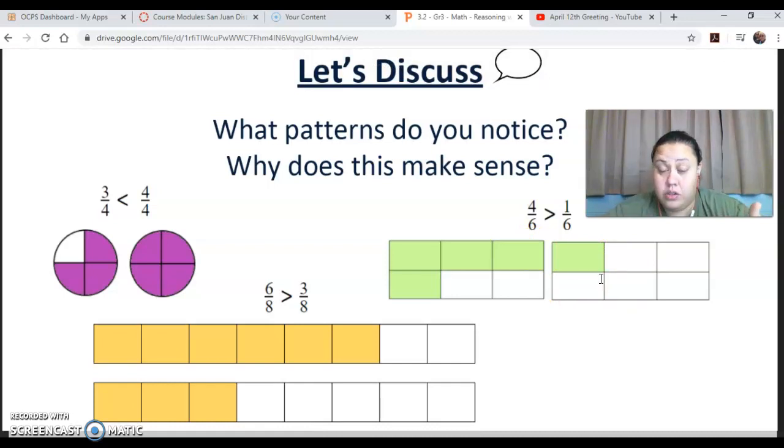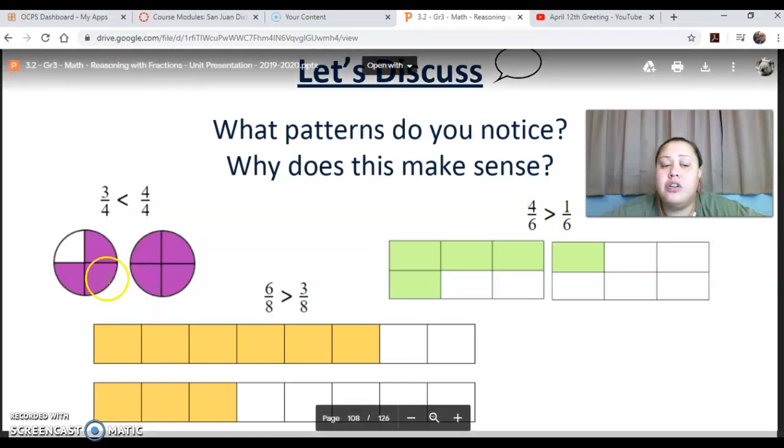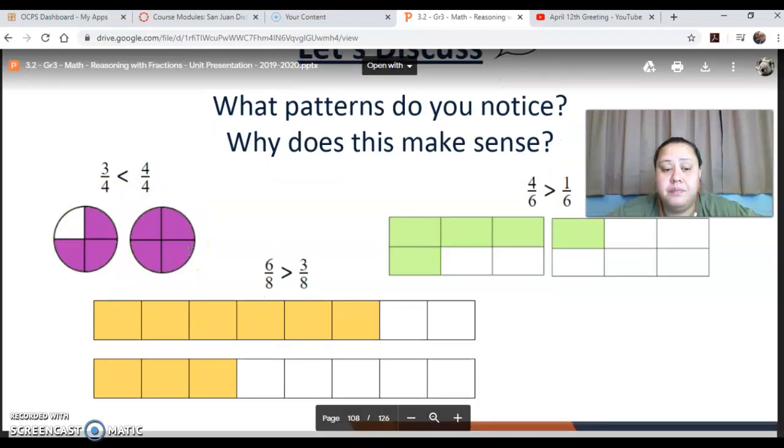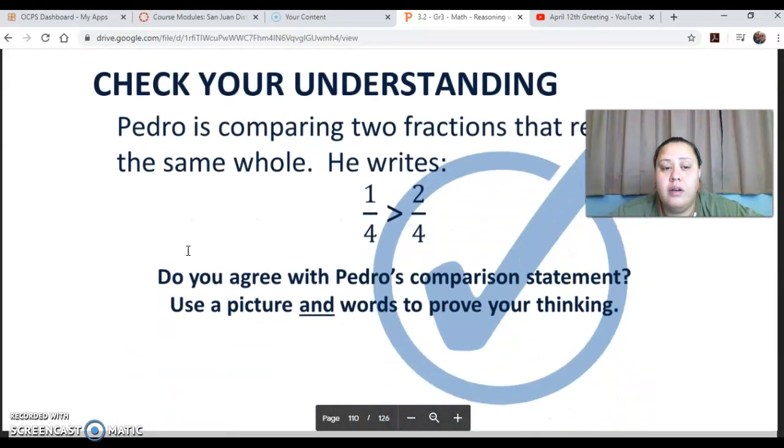Now, using your strategy, you would know, well, the greater numerator is always going to be the greater one as long as the denominator is the same. However, visually, when you want to practice and say, I'm not sure, let me draw it out, you want to make sure you have the same shape for both fractions. All right, let's keep going.